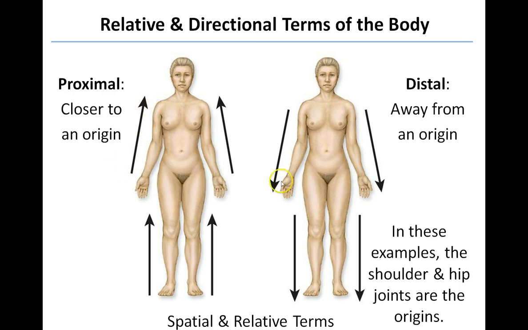The opposite occurs with distal. You are going further away from, you're getting more distant. The wrist is distal to the elbow if the point of attachment is defined here at the shoulder.